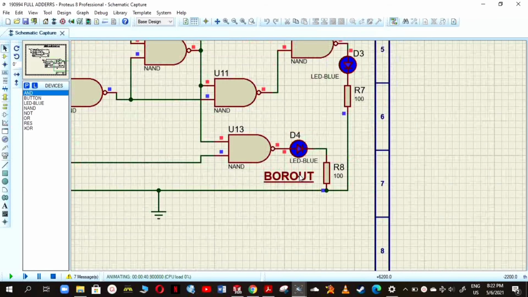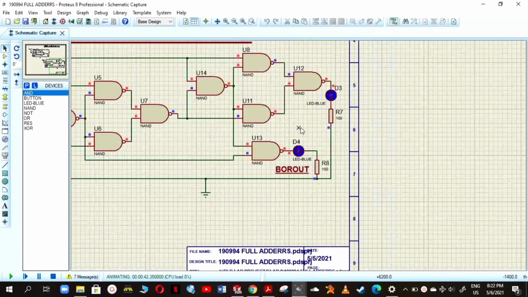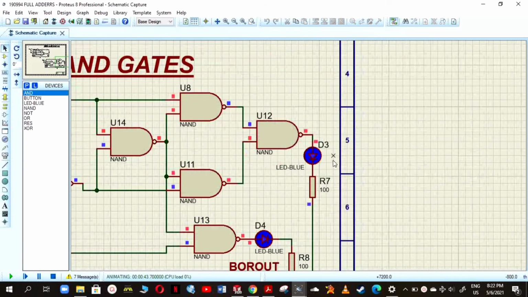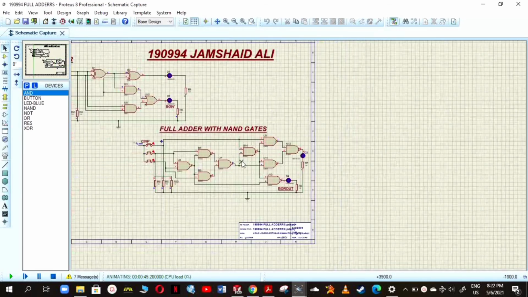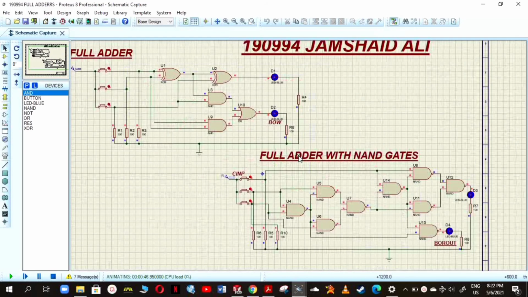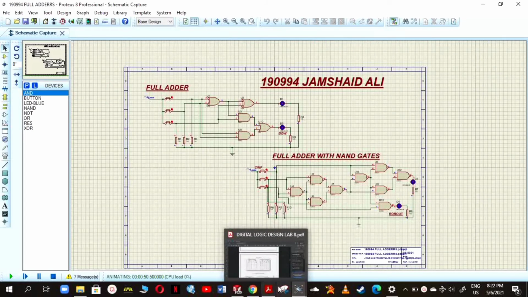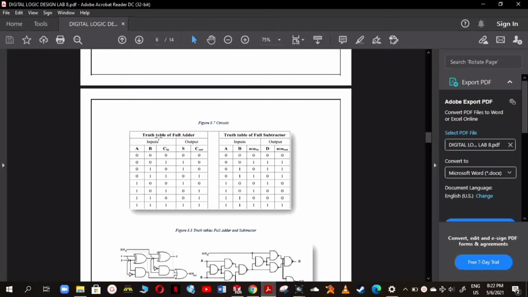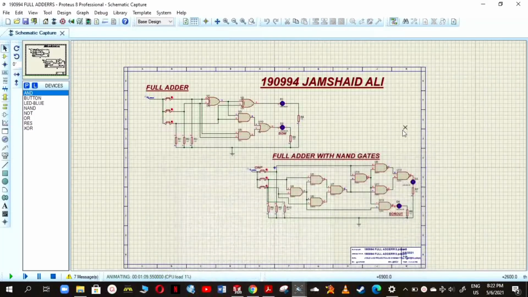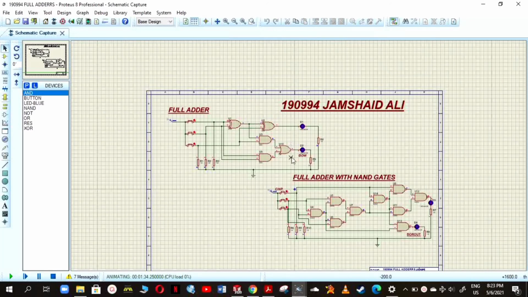If this LED blinks, it tells us that we are carrying 1 borrow, and if this LED blinks, it shows us there is 1 variable. Now I am applying all the inputs on it. Now you can see here, this is the truth table of our full adder. If I am applying 0 on all of it, then summation is 0 and carry out is 0. If I am applying 1 on all the inputs, then summation is 1 and carry output is 1. So this is our full adder Proteus circuit.